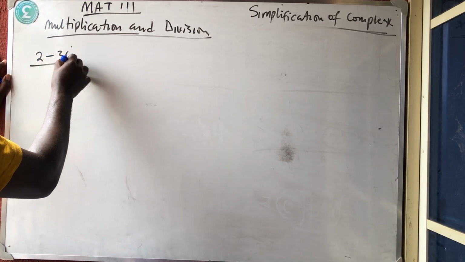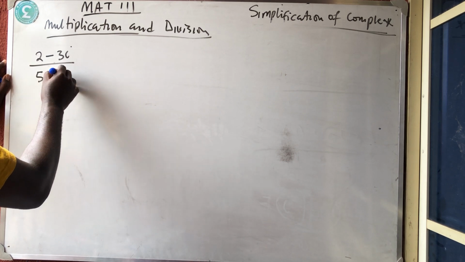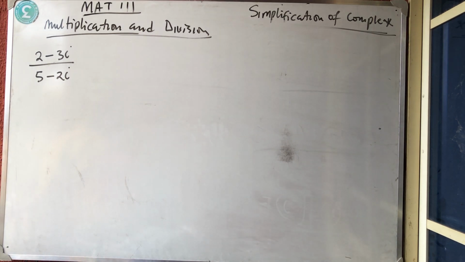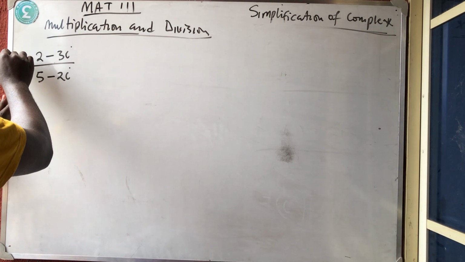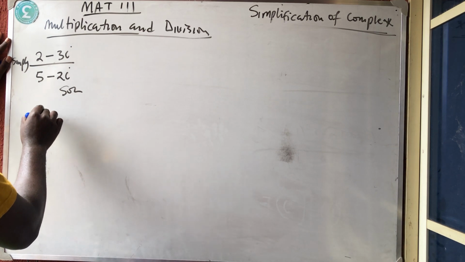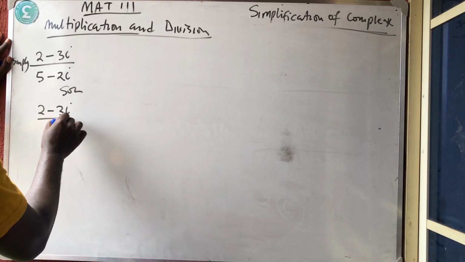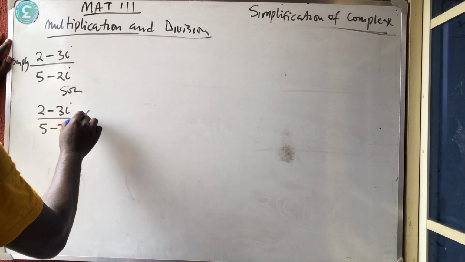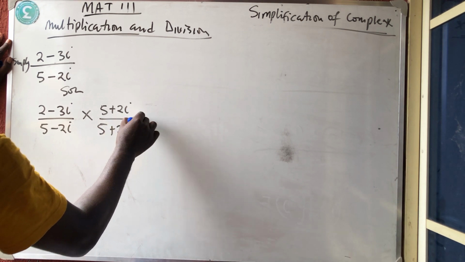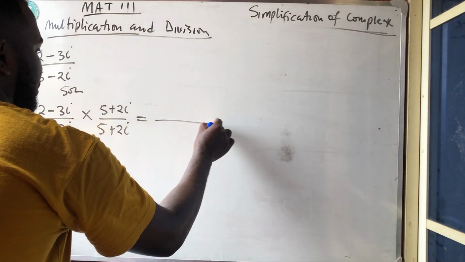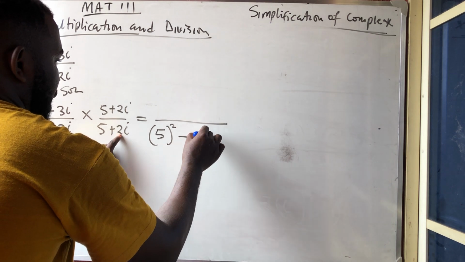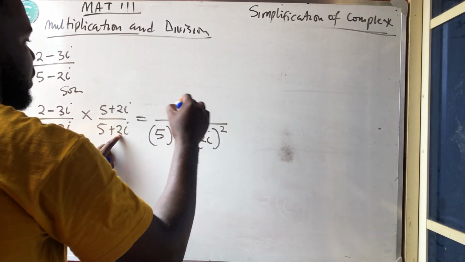2 minus 3i divided by 5 minus 2i. Okay, I have this. We want to rationalize. If you want to rationalize this, they say simplify or rationalize, anyone. Simplify this. Okay, solution. I'm going to have 2 minus 3i all over 5 minus 2i, times 5 plus 2i over 5 plus 2i. So this is equal to, I know what the denominator must give me. It must give me the first person I'm seeing here, all squared, original minus, and the second person I'm seeing here, all squared. That is what it must give me.